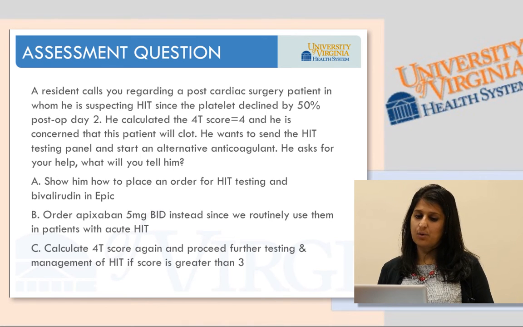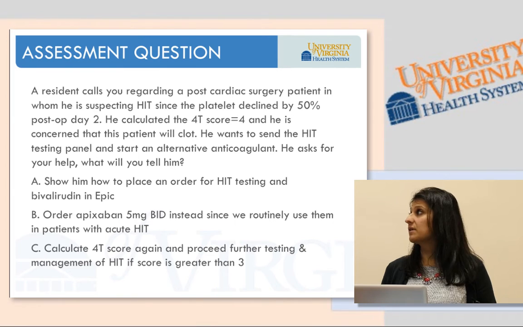Show him how to place an order for HIT testing and bivalirudin in EPIC. Order apixaban 5 mg BID instead, since we routinely use them in patients with acute HIT. Calculate a 4T score again and proceed with further testing and management of HIT if the score is greater than 3.